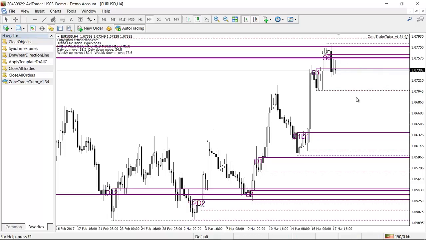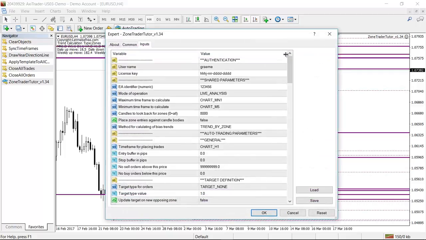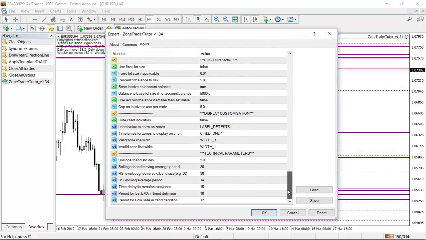So what we really want to do when we're actually trading these zones is try and get rid of some of the clutter, and just display the sort of things that we want to see. Now there's a number of things that we can do. We can change the zones that we see on a particular chart, for instance.